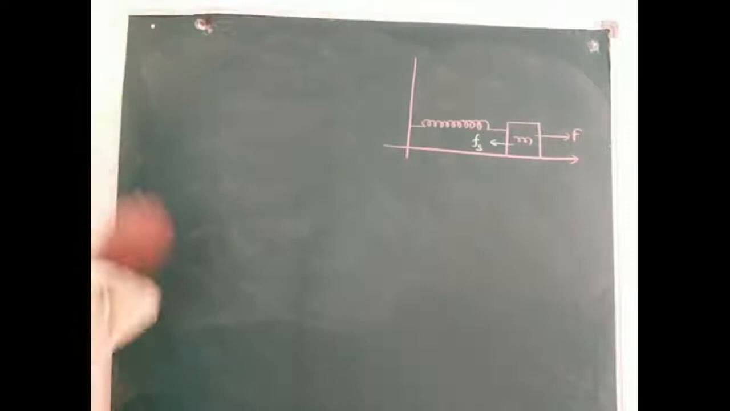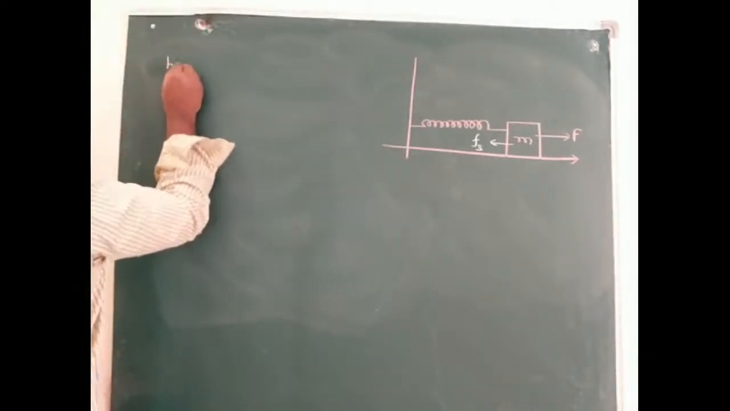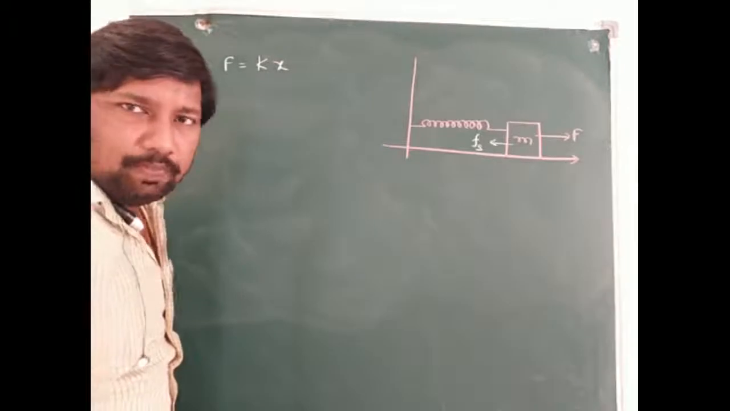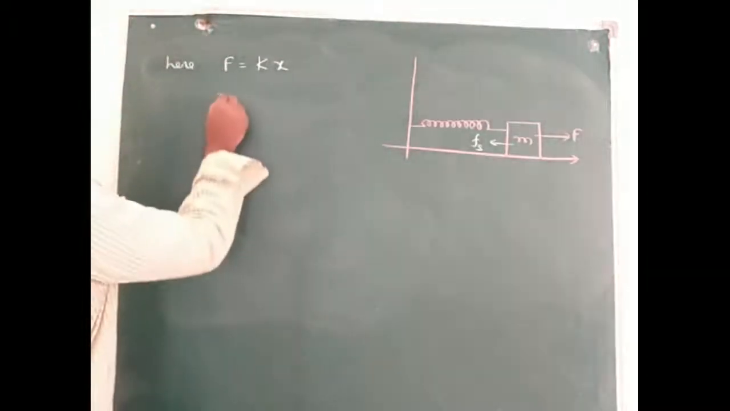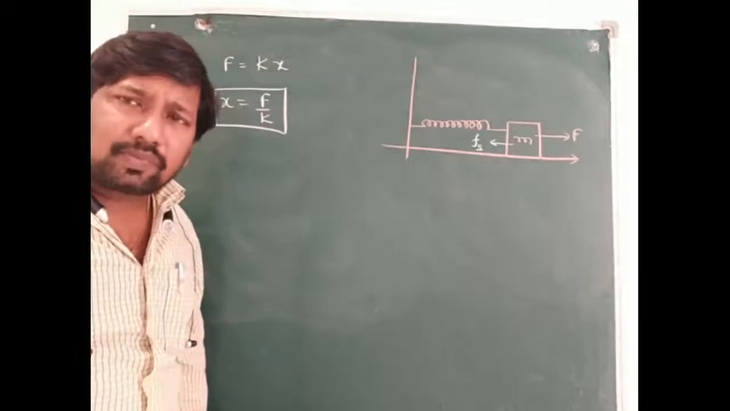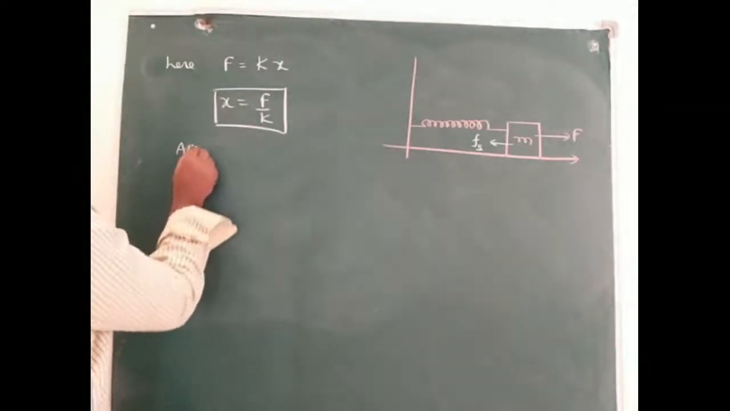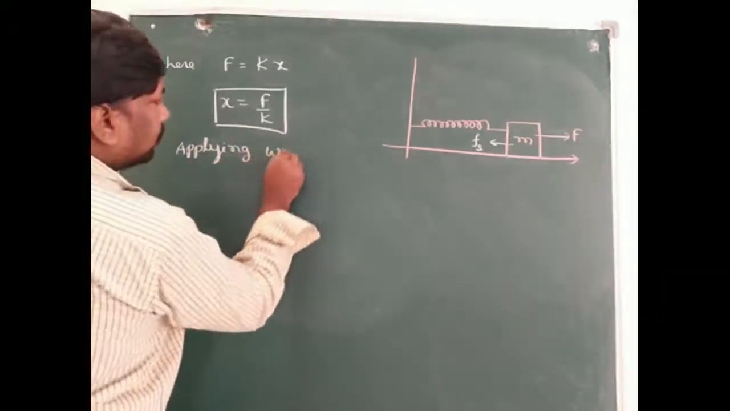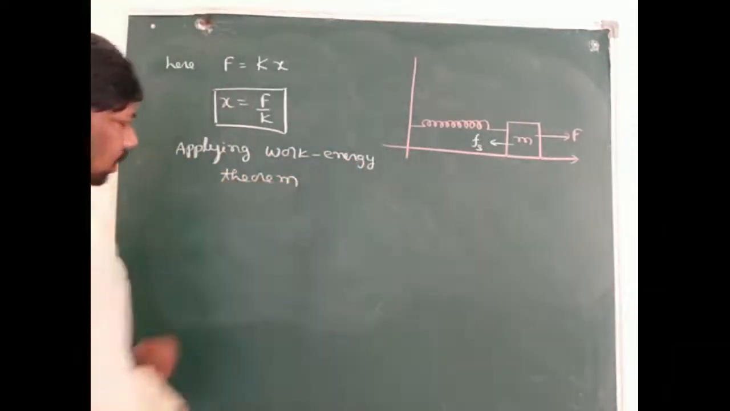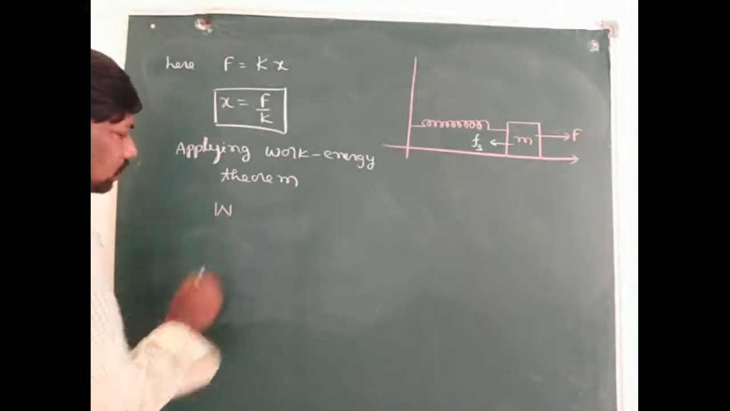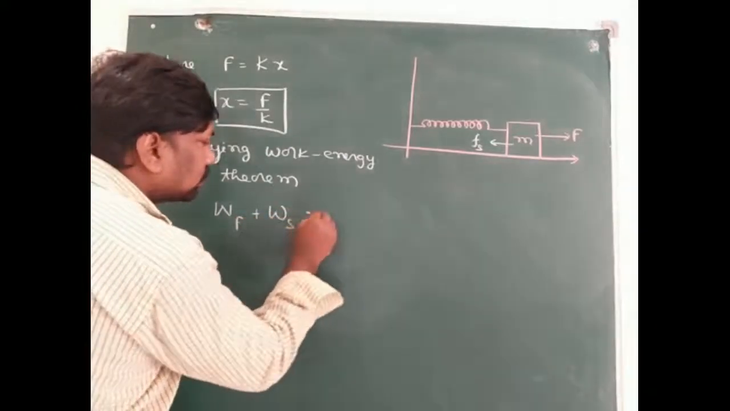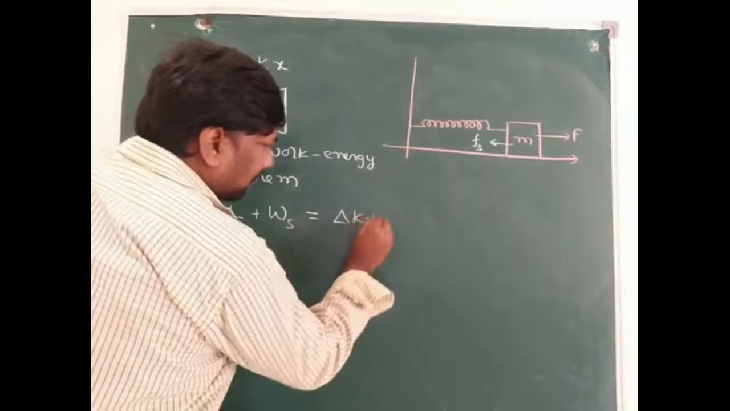Okay, so here, for the spring, F equal to Kx. Here x is the displacement of the block or elongation of the spring. So x equal to F by K. Now applying the work energy theorem. Total work done, that is the sum of the work done by the force and the spring force, is equal to the change in kinetic energy.